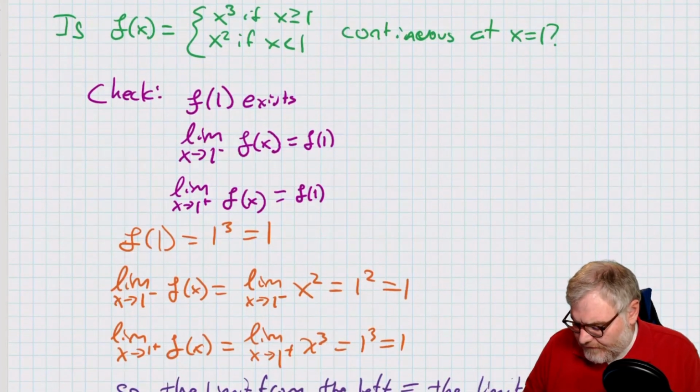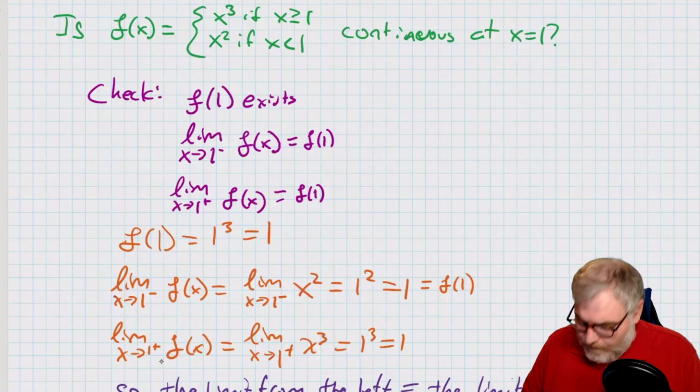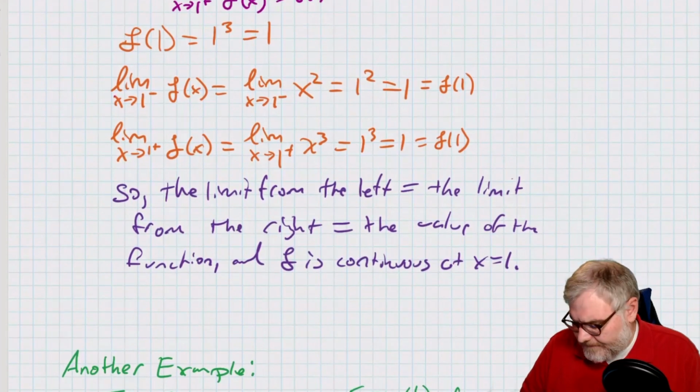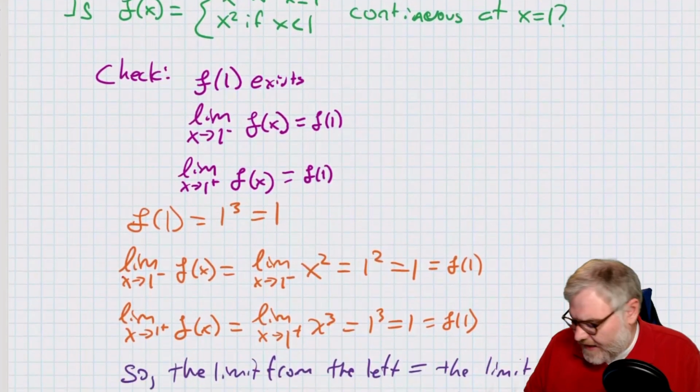Then I need to check that the limit from the left equals the limit from the right, equals the value of the function. So the limit from the left of f of x equals the limit as x goes to 1 of x squared. Again, I'm using that I'm less than 1, which equals 1 squared, which equals 1. And then I should say that equals f of 1. The limit as x goes to 1 from the right of f of x equals the limit as x goes to 1 from the right of x cubed, because I'm now greater than 1, equals 1. So the limit from the left equals the limit from the right equals the value of the function, and f is continuous at x equals 1. Again, that's a nice little proof. I didn't write an introduction and all that. I just said check those things, which is an introduction in itself.